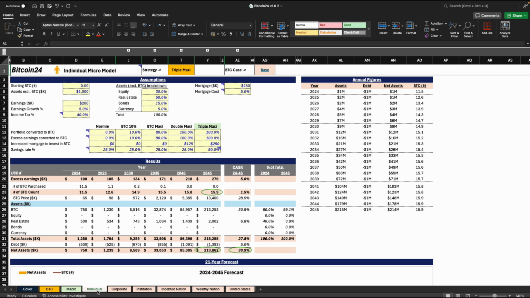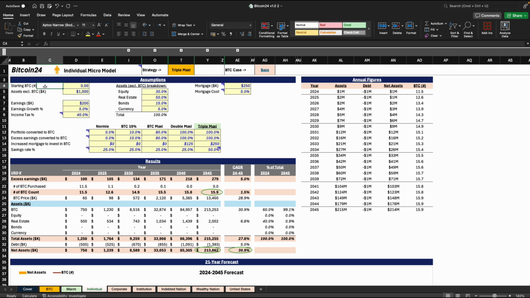This model, as we said at the beginning, is divided into normie, BTC 10%, Bitcoin maxi, double maxi, and triple maxi. But it's also modeled on five types of market participants, which are the individual, corporate, institution, indebted nations, and wealthy nations. These five market participants are potential Bitcoin hodlers who can go on a Bitcoin standard. This whole model is modeled on them and what they can actually achieve from it.